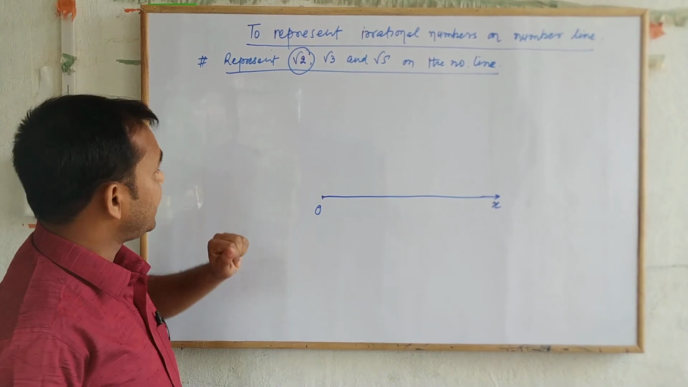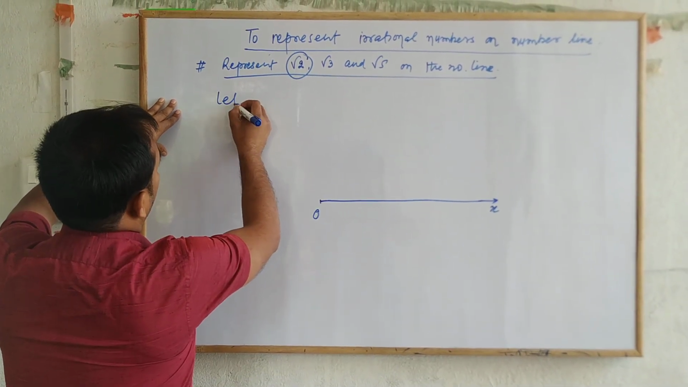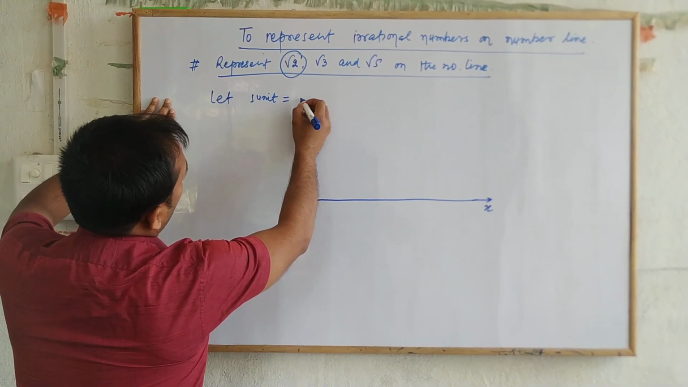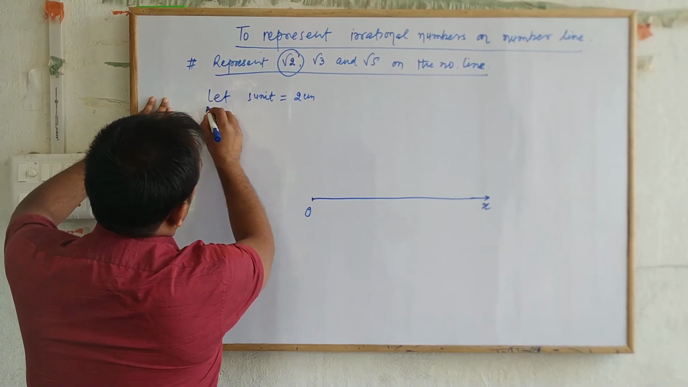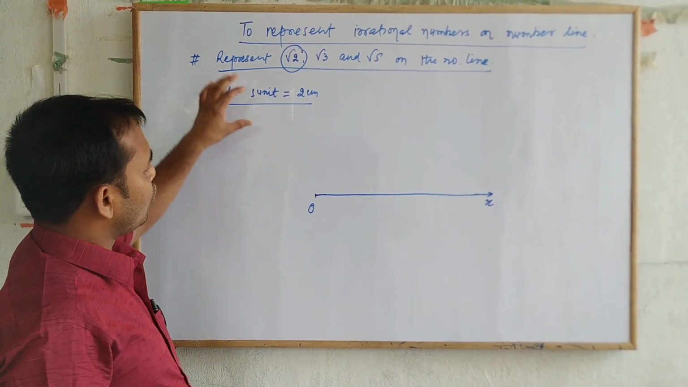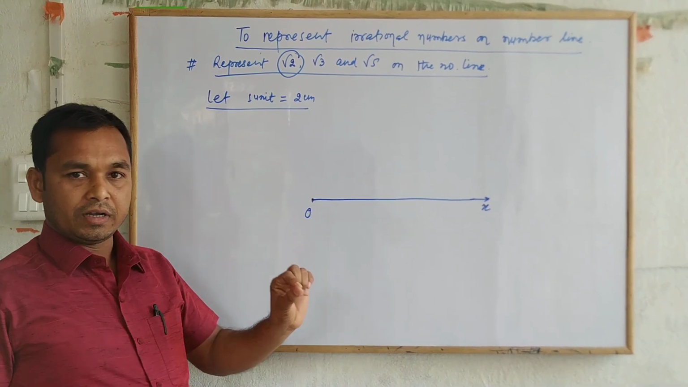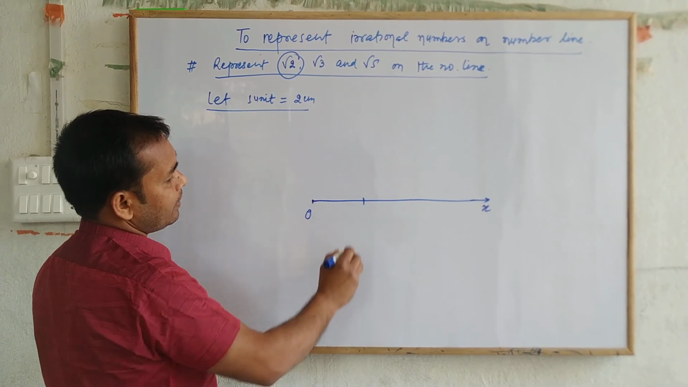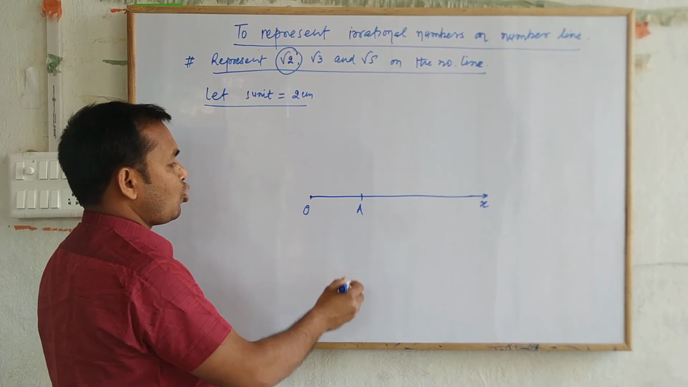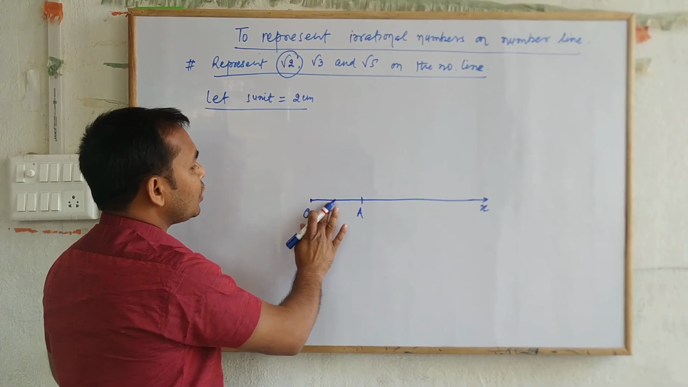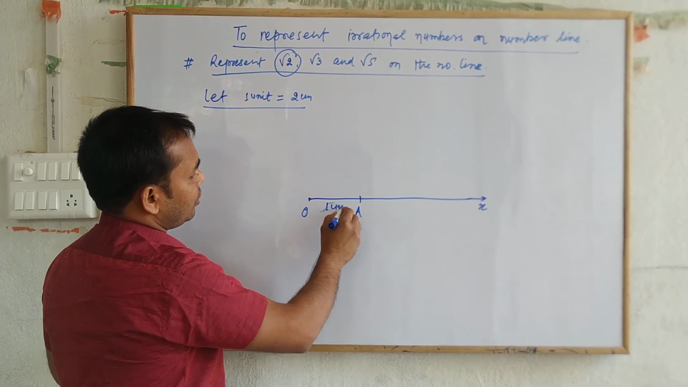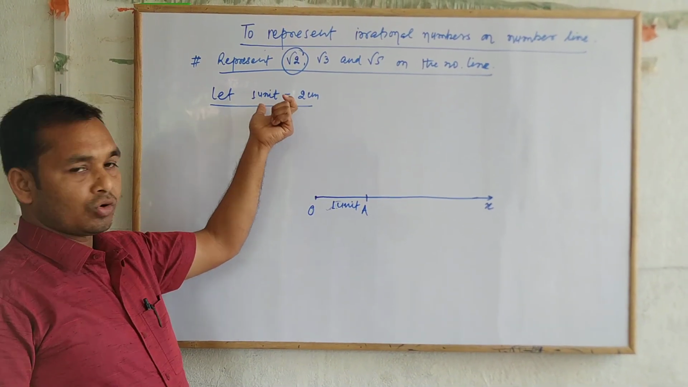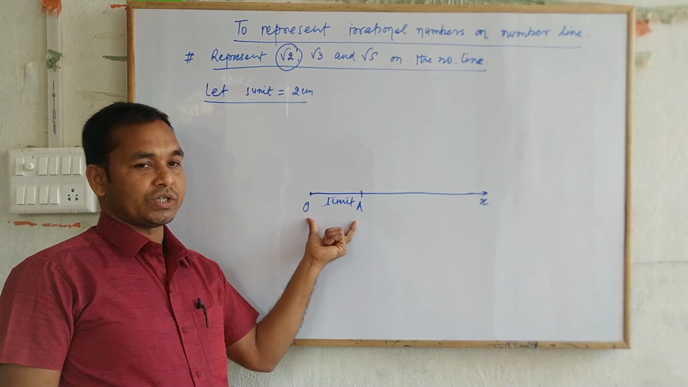Okay, here I take: let 1 unit be equal to 2 centimeter. So from point O we take a length of 2 centimeter with the help of a compass, and name this point A. This is 1 unit, not 1 centimeter, as shown on the board. So 1 unit is equal to 2 centimeter.